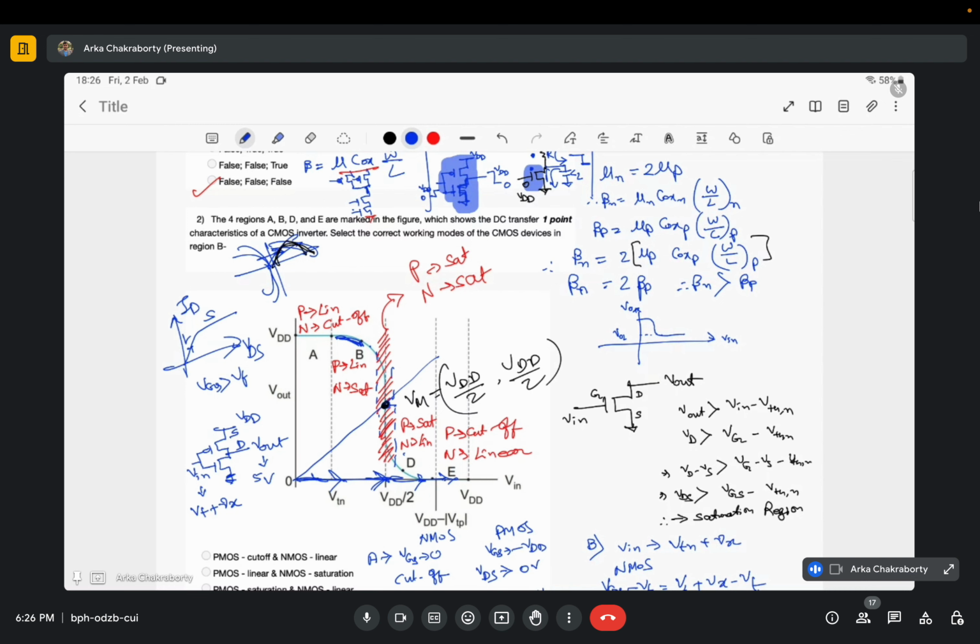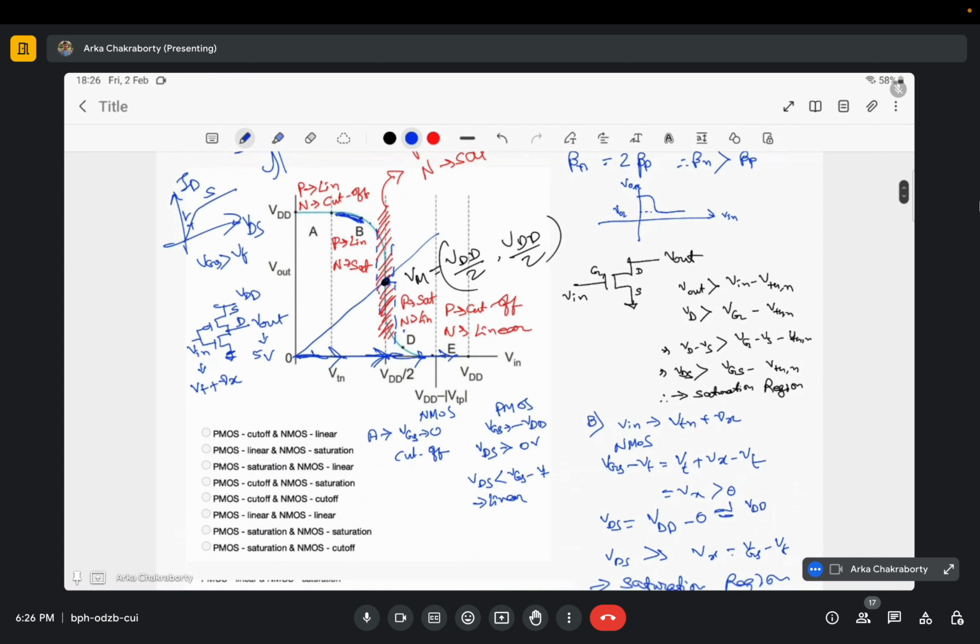I made this because I feel that sir might give you this question in some different form, and in the exam he might ask, if you are preparing for the exam, in which region of operation it is. That's why I described it completely to you. Hope you have understood it.